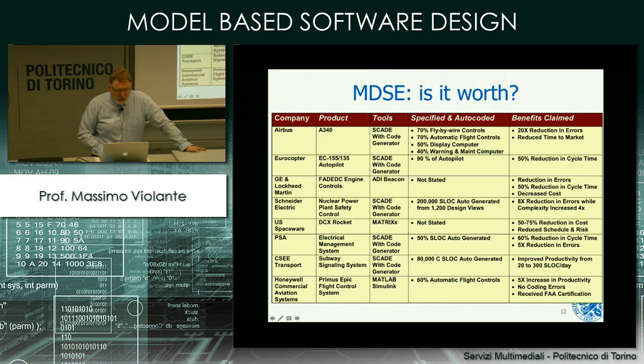Well, if you look into the software that is deployed on these planes, you will see that about 70% of fly-by-wire controls are model-driven. So this means that somebody in Airbus designed the model of the control algorithm that keeps the plane in flight. And then this is done with a specific tool. We don't care about that. And then the code is generated automatically out of that. So 70%. This is not negligible.